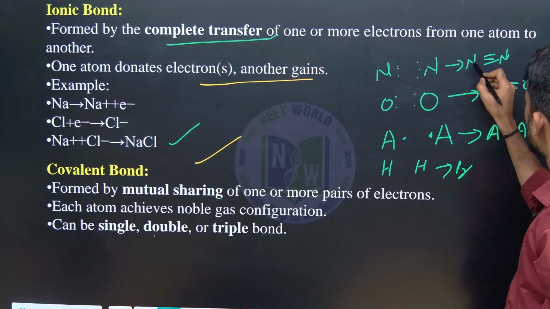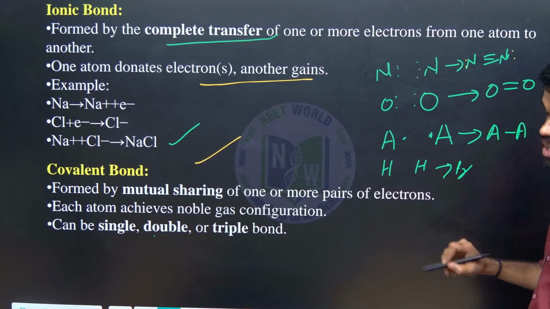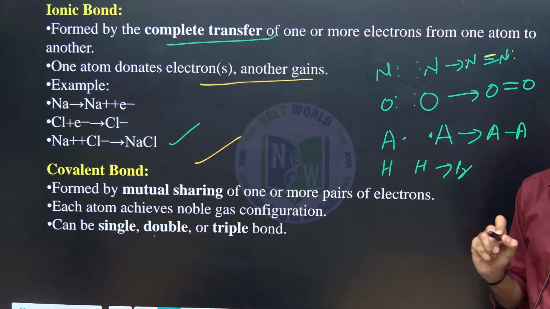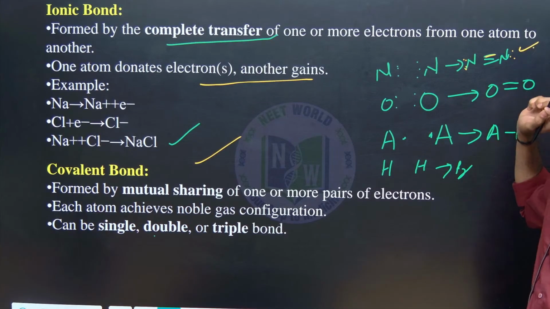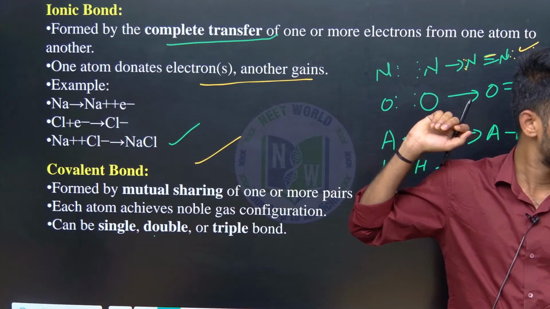Now look here, each nitrogen has how many electrons? See, each bond contains 2 electrons, 3 bonds, 3 times 2 is 6, 7, 8. This side also 8, both are happy now, because they gain a fully filled electronic configuration.